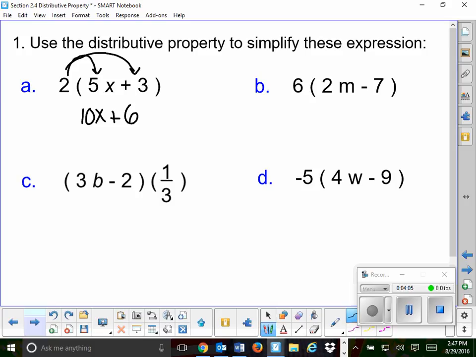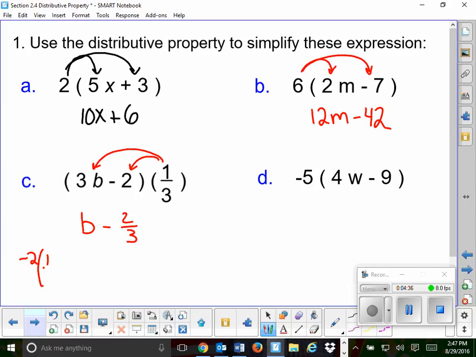All right. So if you're back on here, this is what you should have gotten. 6 times 2n and 6 times negative 7. So that should be 12n, and 6 times negative 7 is negative 42. On C, that's one of the ones where the parentheses were after, so we're going to distribute in here and here. 3b times a third, so a third of 3b is just b, and then negative 2 times 3 is negative 2 thirds. If you're having trouble with that, it's negative 2 times 1 third. Don't forget, negative 2 is negative 2 over 1, so you're left with negative 2 over 3. That's just what I wrote over there.